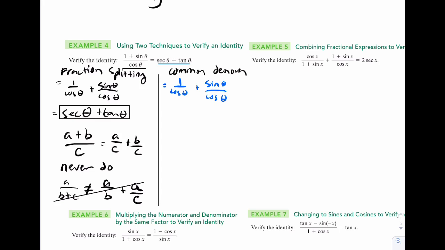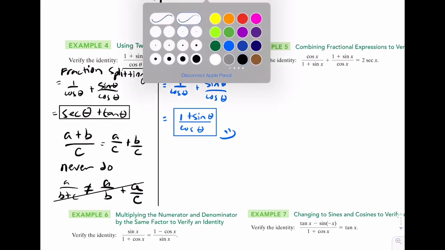Okay, the second technique. This is simply common denominator. So if I'm going to pick the right side, I'll do this in blue. Let's say you want to pick the right side. Secant is 1 over cosine. Tangent is sine over cosine. You have a common denominator, so add them: 1 plus sine all over cosine. So look how easy that was. So again, let's box that. And now we are good. And again, don't forget your happy faces. Let's put those down.